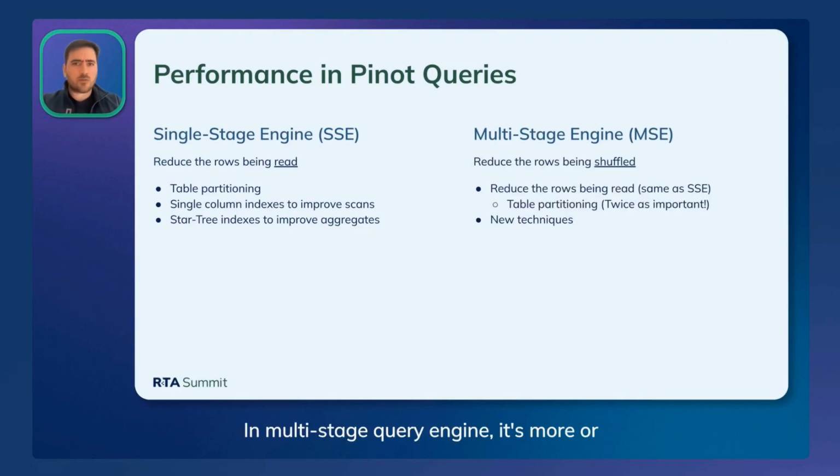In the multi-stage query engine it is more or less the same, but there is an extra layer of complexity, because rows are read from disk in the same way they are read in the single-stage query engine, but they are also shuffled between different servers, right? And this is another thing we have to reduce. You can apply the same techniques you are applying in the single-stage query engine, but there are some new ones that I'm going to introduce to you.